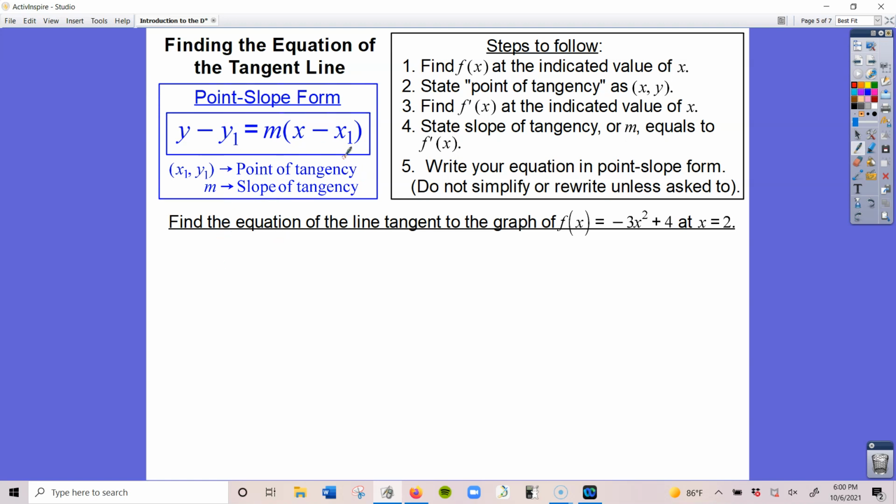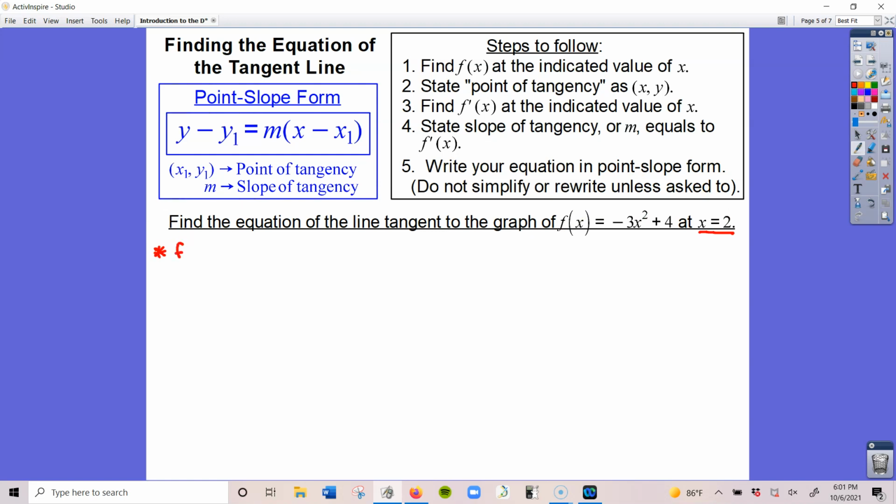Now, how do we get it in point slope form? I have my function and I have the given x value. I have steps here that we can follow in order to figure out that equation. The first thing we're going to do is find f of x at the indicated value of x. That is going to give me my point of tangency, which is the (x1, y1). It's called a point of tangency because that is the point where the tangent line touches the function. I have the x value that's given. What I need is the y value. So I take that x and plug it into the equation to get the y.